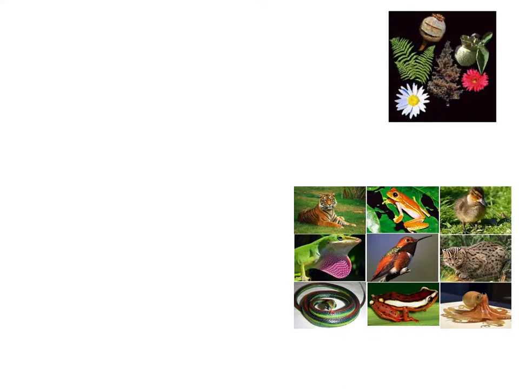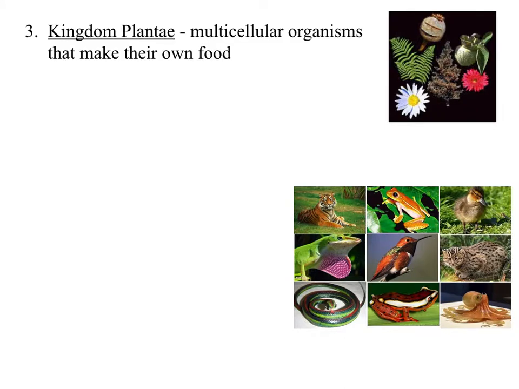The next group is kingdom Plantae. Plantae are multicellular, so made of more than one cell, and these are things that make their own food, and they do that, remember, through a process called photosynthesis. We'll be talking about photosynthesis more as we move on through the year. Here are some examples of things in kingdom Plantae.